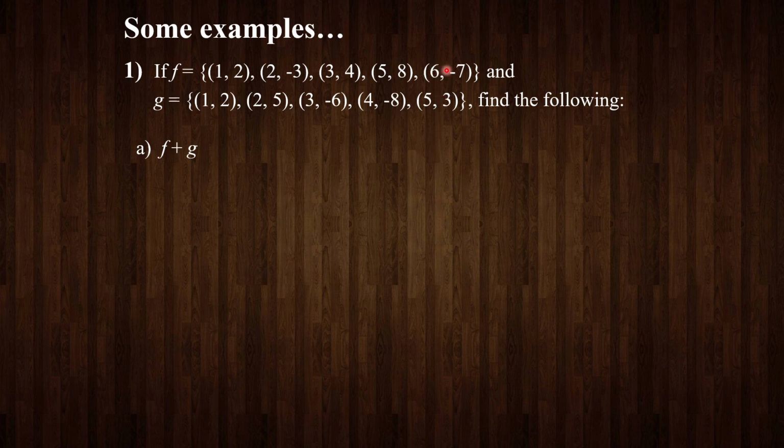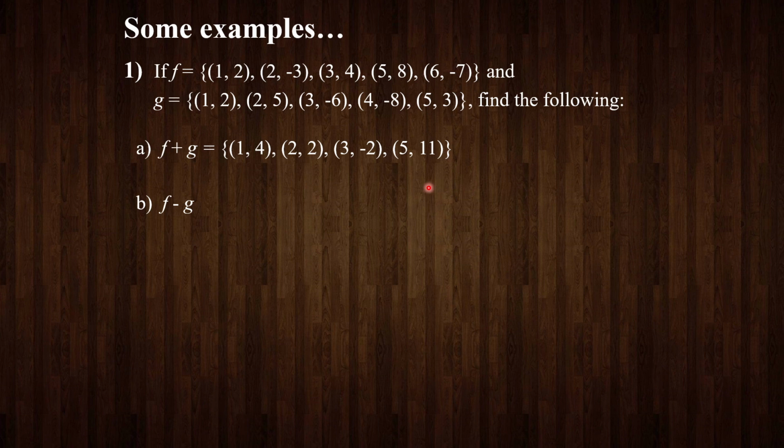And 6, -7 is a point for f, but notice in g here we do not have any point with an x value of 6. So we're not going to bother with that. We're not going to worry about that because 6 is not in the domain of g. So our result is this list of ordered pairs here.